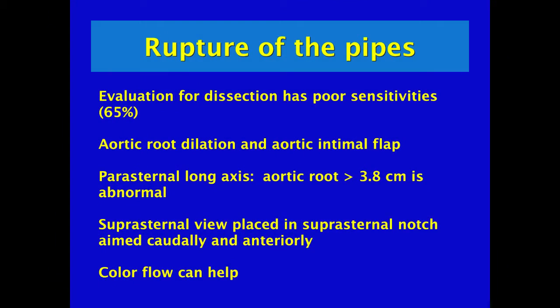Remember, evaluation for dissection has poor sensitivities. The aortic root dilation and aortic intimal flap can help diagnose, but are hard to find. In the parasternal long axis view, an aortic root greater than 3.8 centimeters is abnormal. The suprasternal view, placed in the suprasternal notch and aimed caudally and anteriorly, can help also find these, but it can be very difficult. And color flow can also help look for intimal flaps.